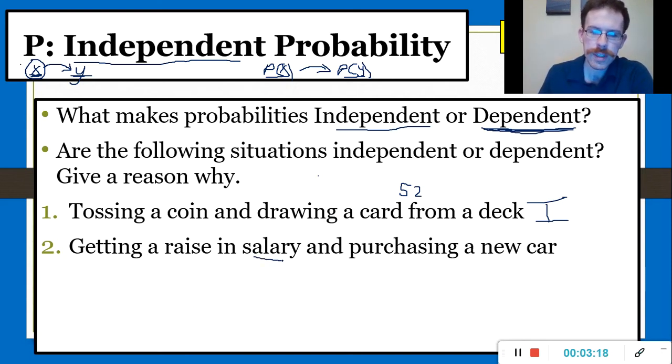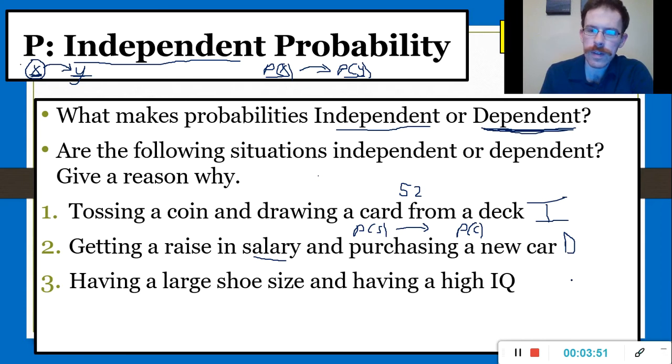Getting a raise in salary and purchasing a new car. Well, that could very well be dependent. Normally when people get an increase in money, there's often a trend of spending more money. So the probability of purchasing a car could be dependent on whether or not there's a good probability of getting a new salary. The car depends on what the salary is going to be.